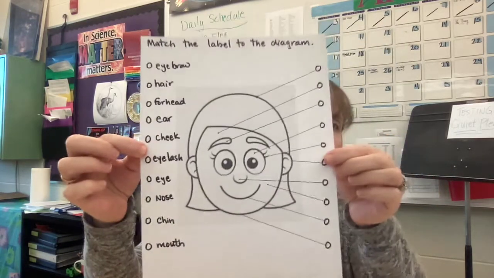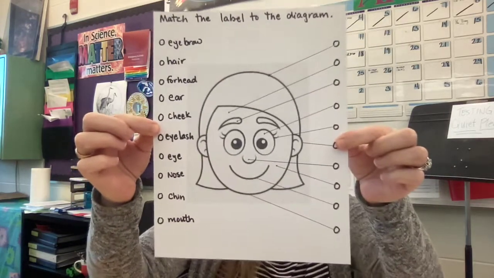Okay, so you can do a picture with labels or a diagram with labels. You could do anything with that. Like you could do a face, you could do a horse, you could do a rabbit, whatever your favorite animal is. You could do a basketball court, whatever you're interested in.